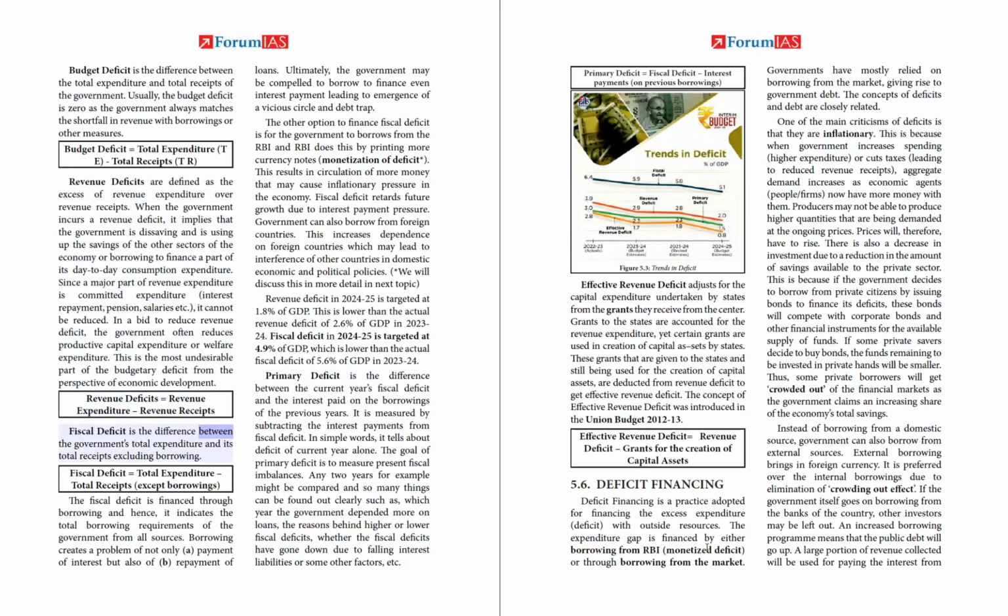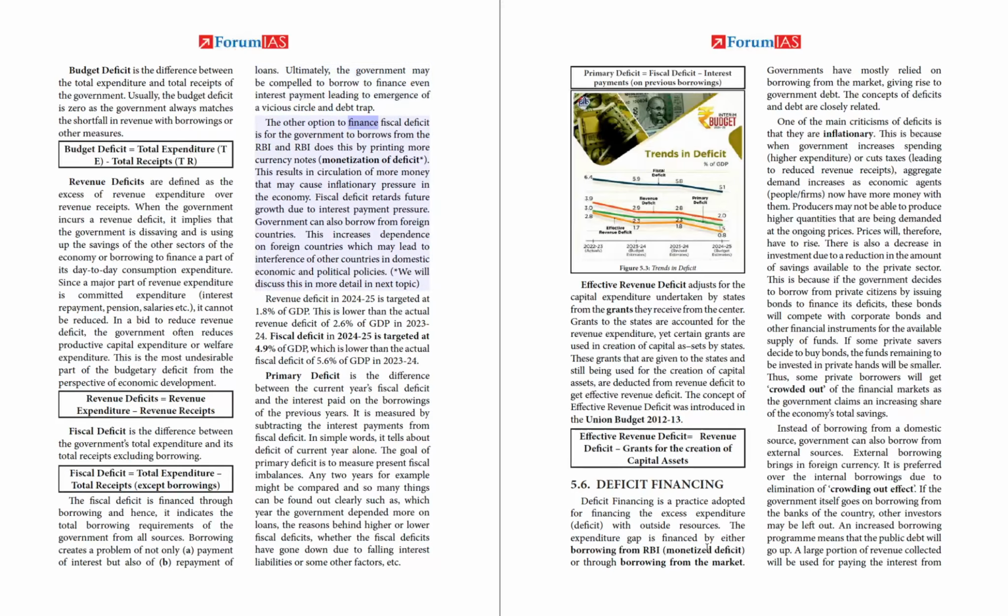Fiscal deficit is the difference between the government's total expenditure and its total receipts excluding borrowing. Fiscal deficit equals total expenditure minus total receipts except borrowings. The fiscal deficit is financed through borrowing and hence, it indicates the total borrowing requirements of the government from all sources. Borrowing creates a problem of not only payment of interest but also repayment of loans. Ultimately, the government may be compelled to borrow to finance even interest payment, leading to emergence of a vicious circle and debt trap.